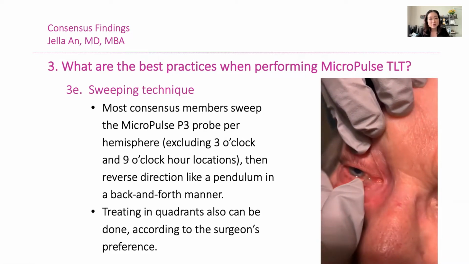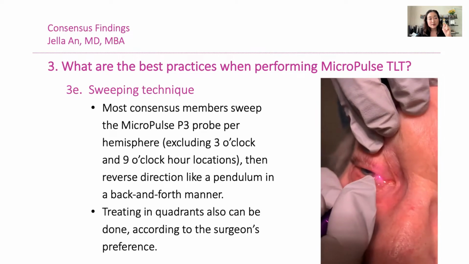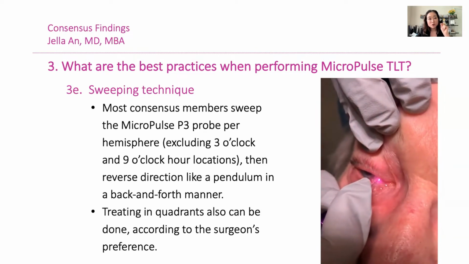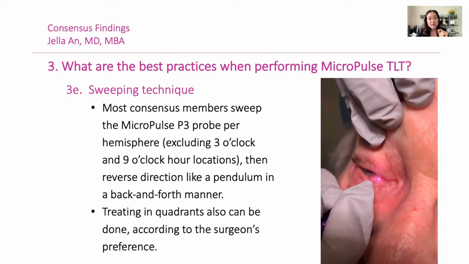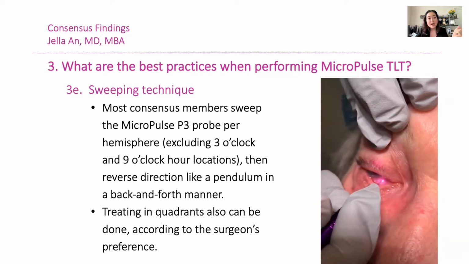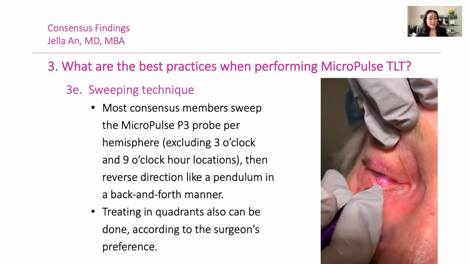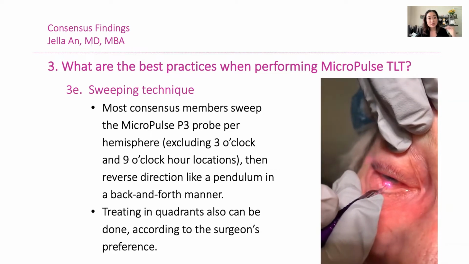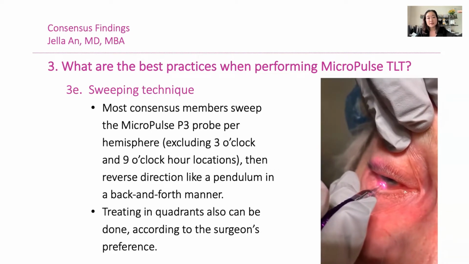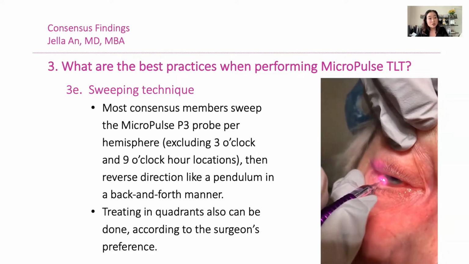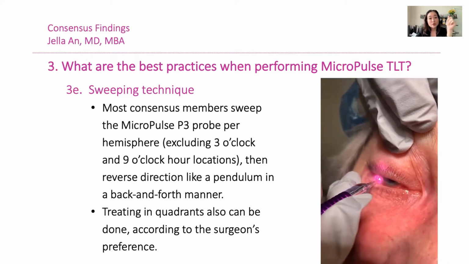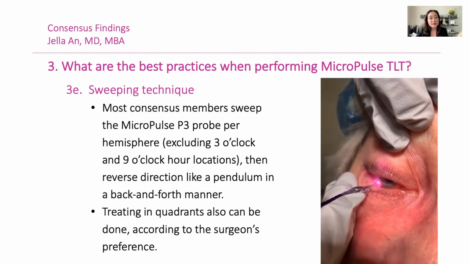It's quite slow, but you want to be constantly moving, but you do want to spend the full 20 seconds going from nasal to temporal. After completing 4 sweeps, so that's 80 seconds per hemisphere, you want to continue on the other side, the superior side. Some surgeons do prefer to use a quadrant approach, and that is perfectly fine.